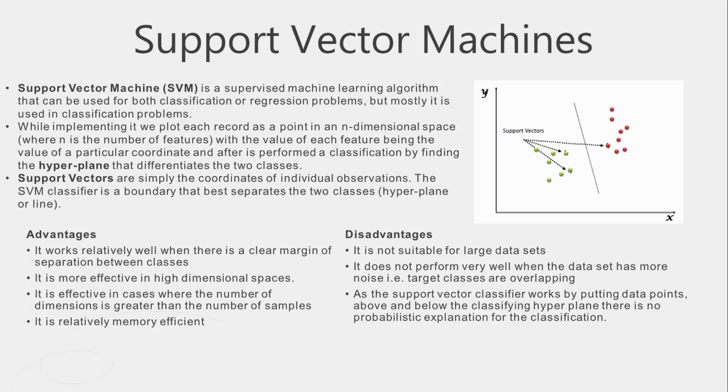On the other hand, some disadvantages are: it is not suitable for very large datasets. It does not perform very well when the dataset has noise, and as the support vector classifier works by putting the data points above and below the classifying hyperplane, there is no probabilistic explanation for the classification, and that makes it more difficult to understand the outcome.